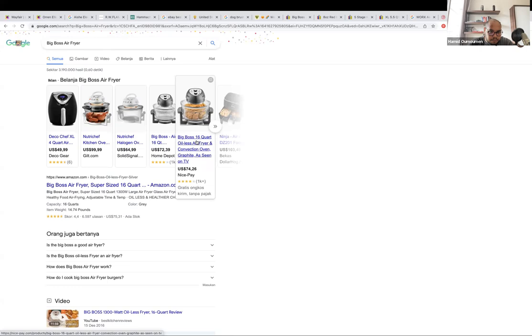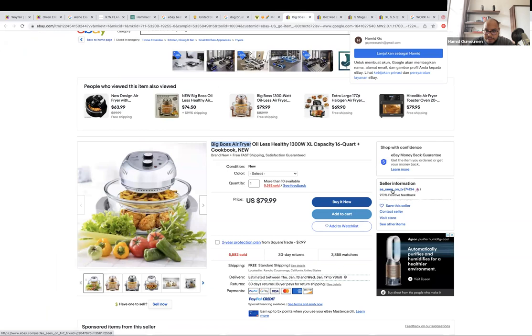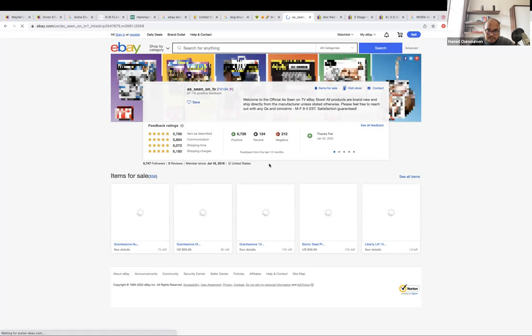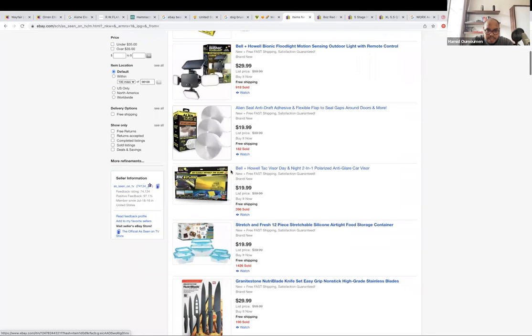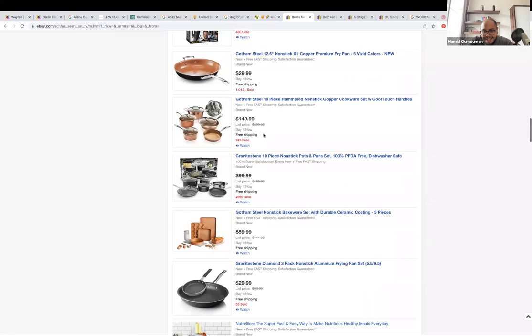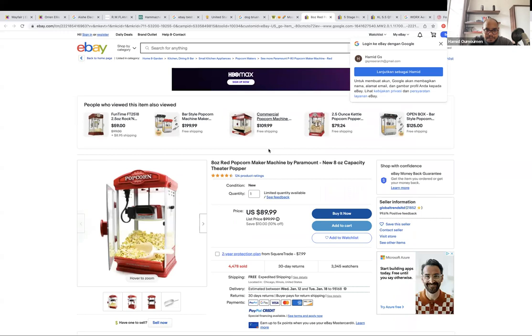This is not like a good idea. Maybe we'll check the seller and try to find something else from what they sell. But I see almost they are selling 19 products, a bit of high tickets and a lot of low tickets. So this is a bad example. Let's check this popcorn maker machine.